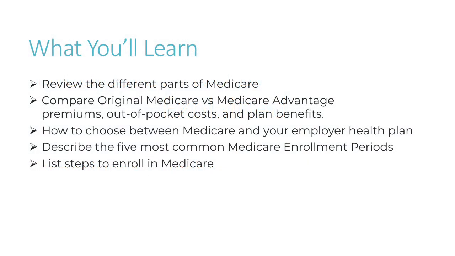So here is what you'll learn. First, review the different parts of Medicare. Next, compare original Medicare versus Medicare Advantage, including monthly premiums, out-of-pocket costs, and plan benefits. Next, how to choose between Medicare and your employer group health plan. Then, explain when to use each of the 5 most common Medicare enrollment periods. Finally, list the steps to enroll in Medicare. So let's get started.